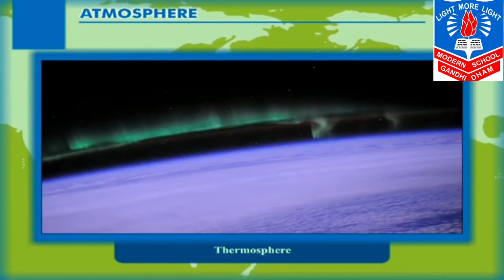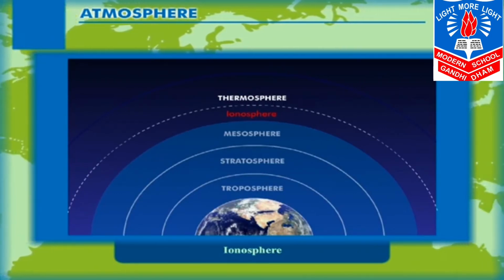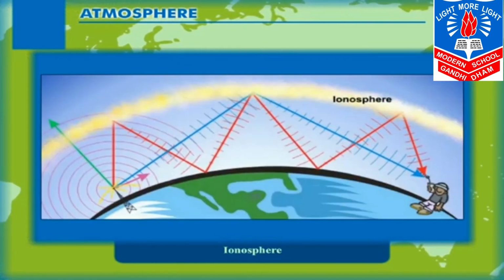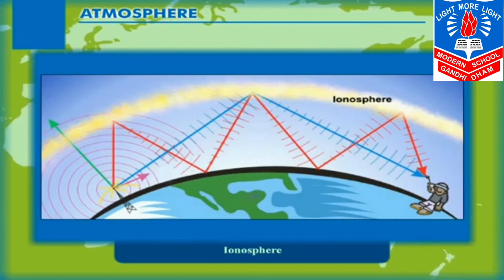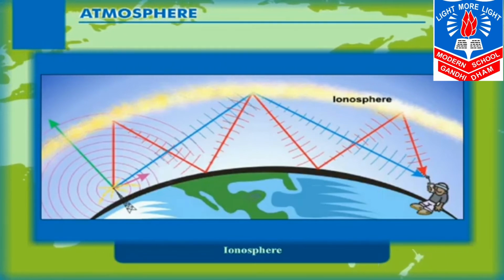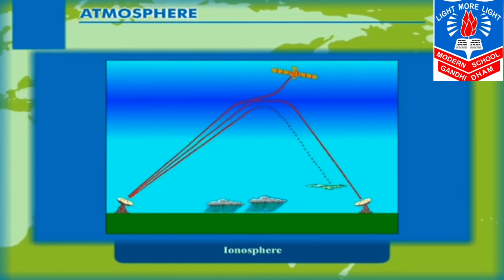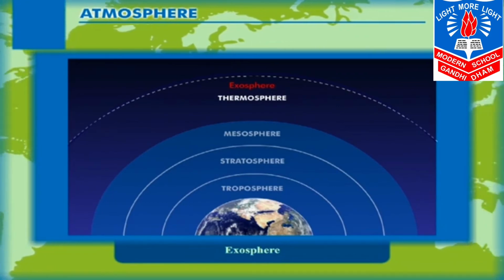This layer is further divided into two subdivisions, that is ionosphere and exosphere. The radio waves are reflected from the ionosphere. TV, radio broadcasting, and the advantage of the internet are indebted to this layer only. Above the ionosphere, there is one more layer, known as the exosphere.